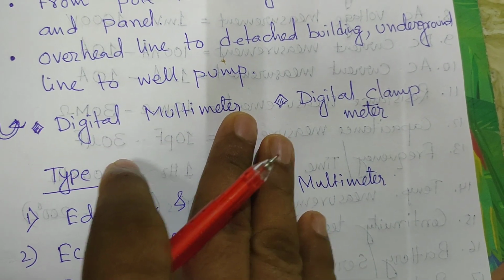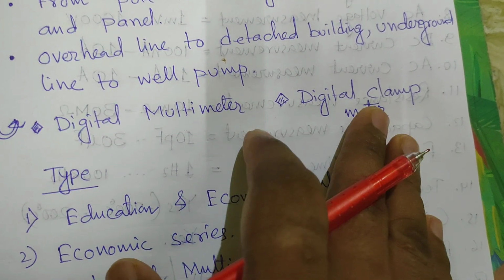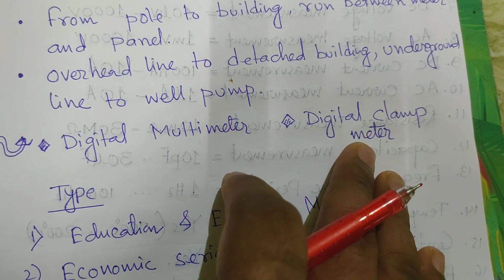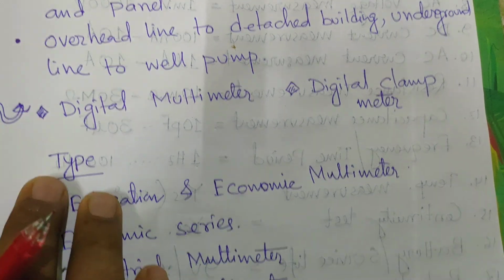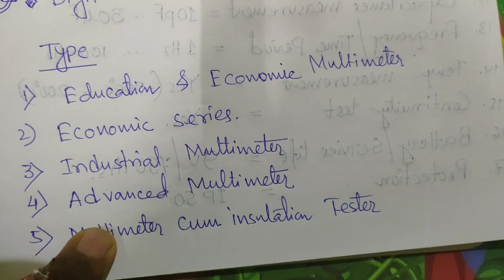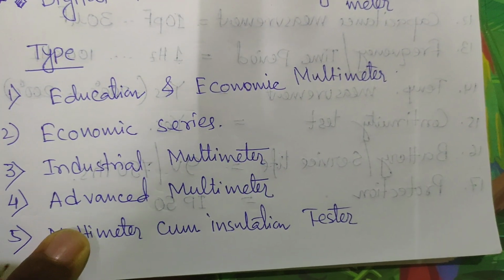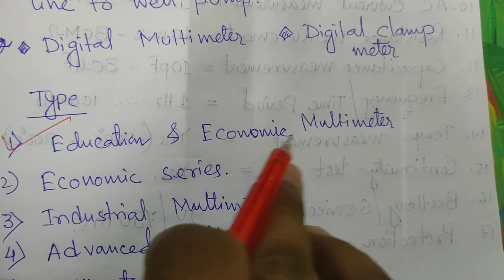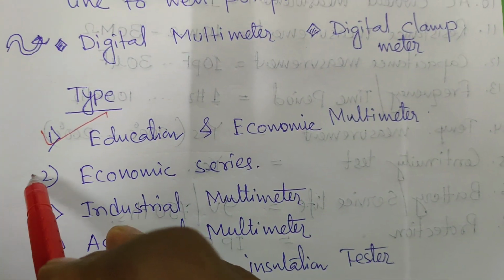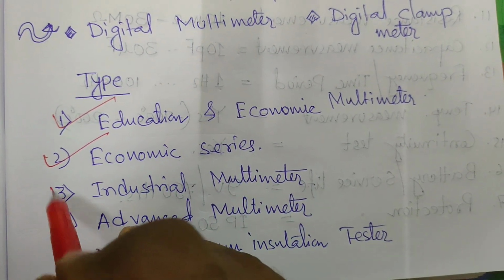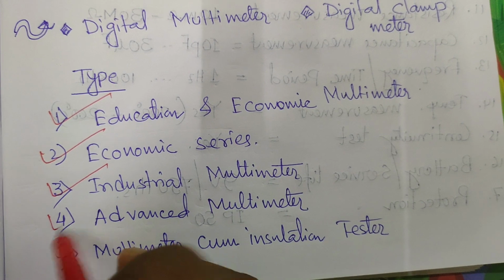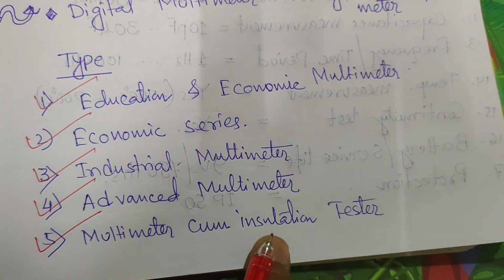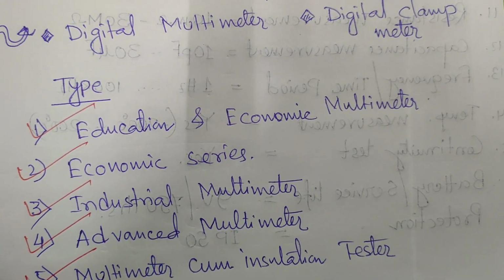Normal multimeters, you can measure all the things, and the digital clamp type multimeters can easily measure the current flowing. So the different types of multimeters are being used in different locations and areas. The first is the education purpose and economic multimeter. Second is the economic series. Third is the industrial multimeter. Fourth is the advanced multimeter, and fifth is the multimeter cum insulation tester.